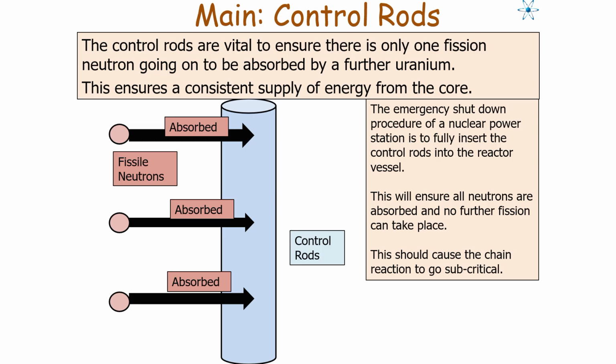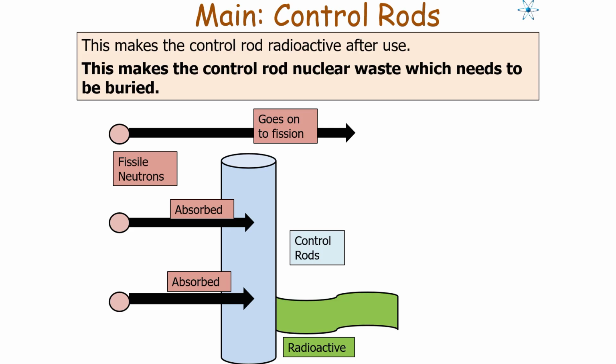Now, the emergency shutdown procedure of a nuclear power station is actually to fully insert the control rods into the reactor vessel. This will ensure all neutrons are absorbed and no further fission can take place. This will cause our chain reaction to go subcritical. It's also important to note that this process of the control rod absorbing neutrons will make the control rod radioactive after use. So this makes the control rod nuclear waste which needs to be buried.